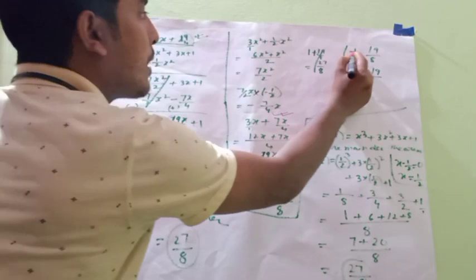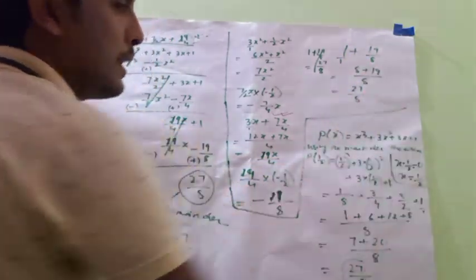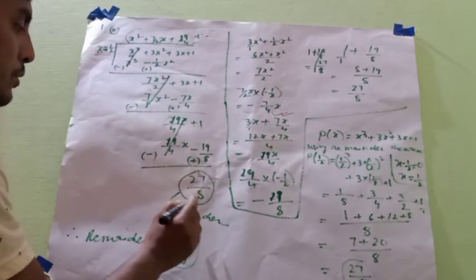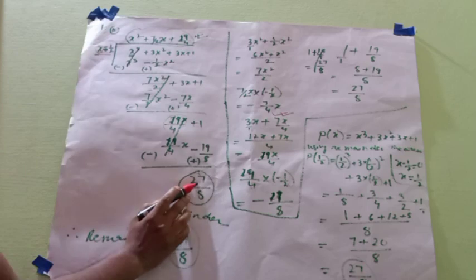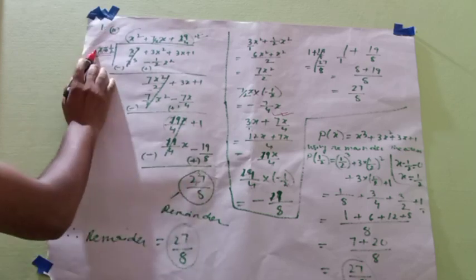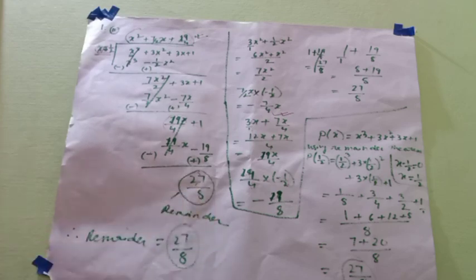If you add these two, 1 plus 19 by 8, you can see clearly the LCM is 8, 8 plus 19, 27 by 8. The remainder is 27 by 8, because now the divisor is x minus half, and 27 by 8 will not divide by this again. So this is the remainder. Means the remainder is 27 by 8.